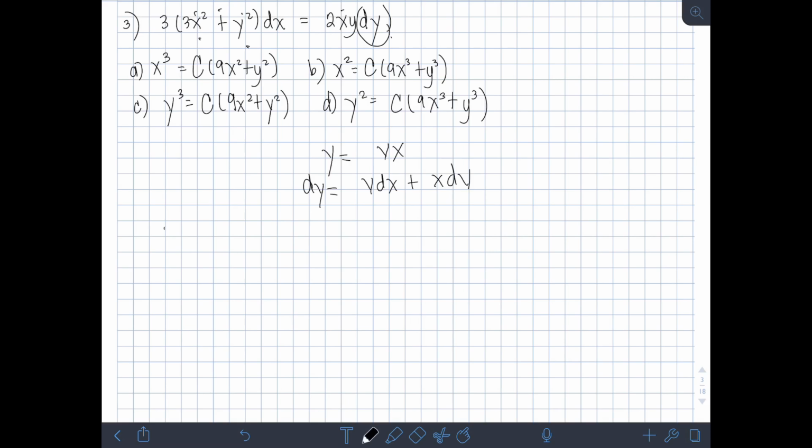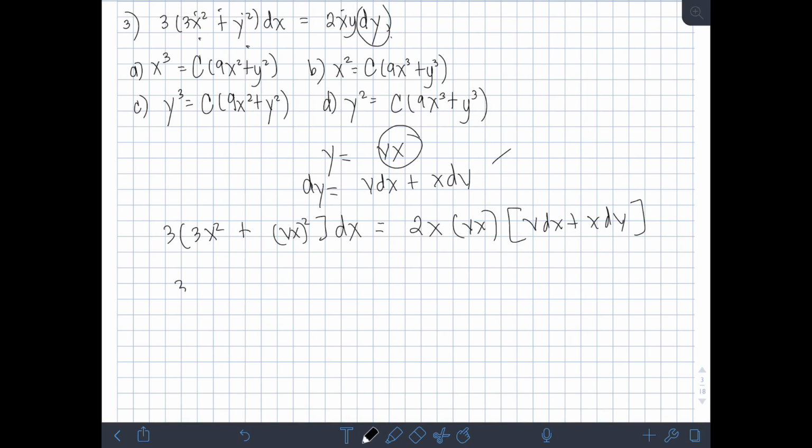Substitute natin. So, 3 times 3x squared as is plus y squared magiging vx quantity squared, then dx as is equals 2x as is, y magiging vx, then dy magiging v dx plus x dv. Simplify, we have 3 times 3x squared plus v squared x squared dx is equal to 2x squared v times v dx plus x dv.